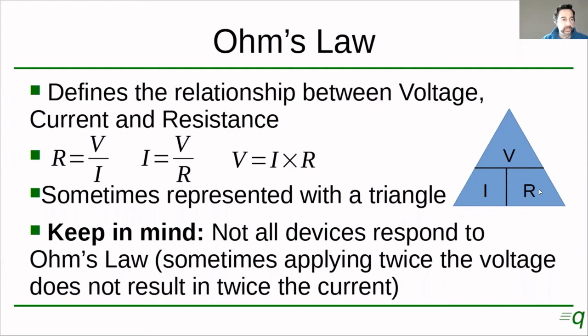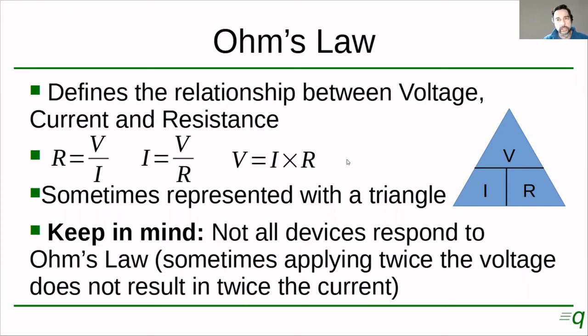The idea with this one is you can cover whatever variable you want to calculate. So if you cover the V, that's I times R. If you cover the R, that's V over I. So if you are reasonably good with math, you can just remember one of these three equations and calculate from there.